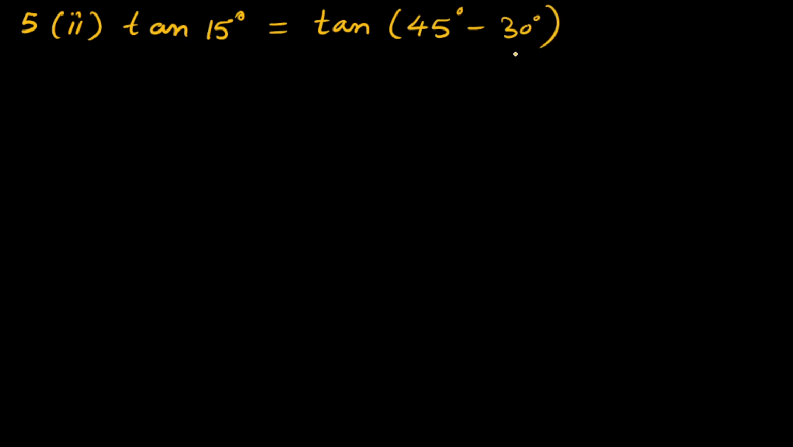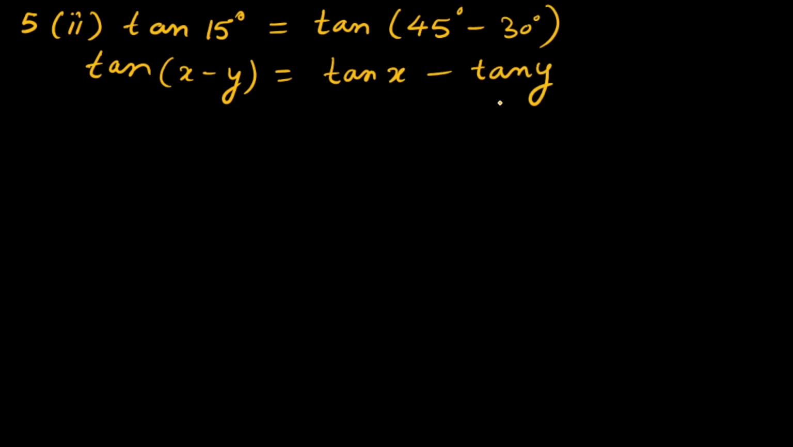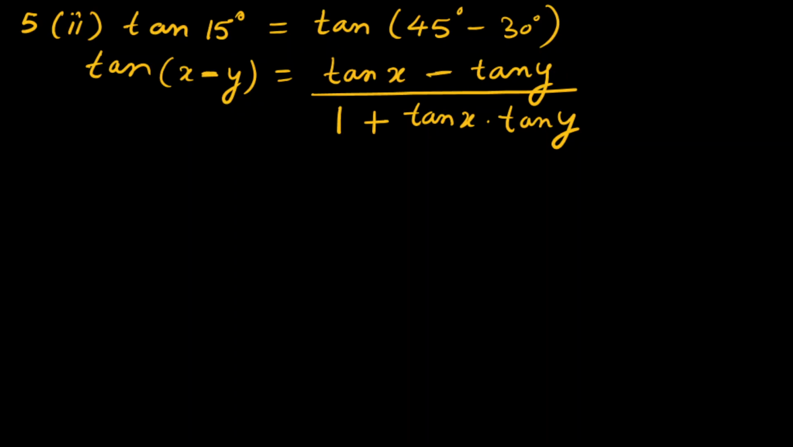Now you can see which formula I have to use. This is the tan x minus y formula. So what is tan x minus y? We have learned that if there is a minus, then in the numerator there will be a minus: tan x minus tan y divided by 1 plus tan x into tan y. It's easy to remember. With tan only, tan x minus tan y; if there is a minus sign here, the denominator has a plus.